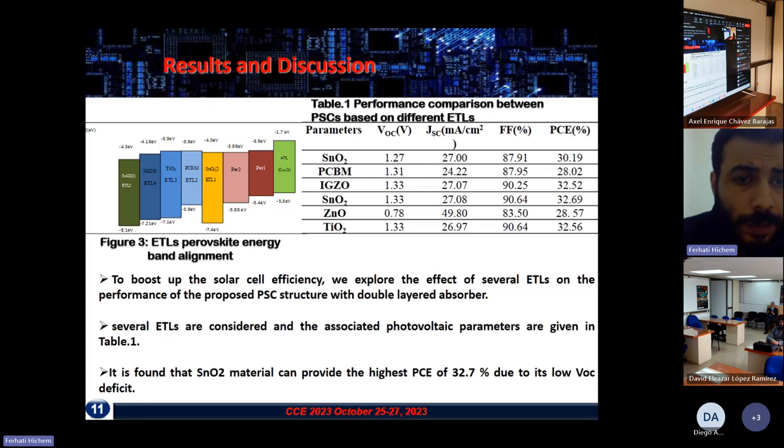So we have used several materials for the electron transport layers, such as tin oxide, indium gallium zinc oxide, ZnO, and titanium dioxide materials. So we can see from this table that the tin oxide material can provide the highest power conversion efficiency of 32.77%, which is mainly due to its low voltage deficit. This low voltage deficit is related to the enhanced band alignment at the interface between the electron transport layer and the perovskite material, which can lead to lower recombination effects and thereby low losses.